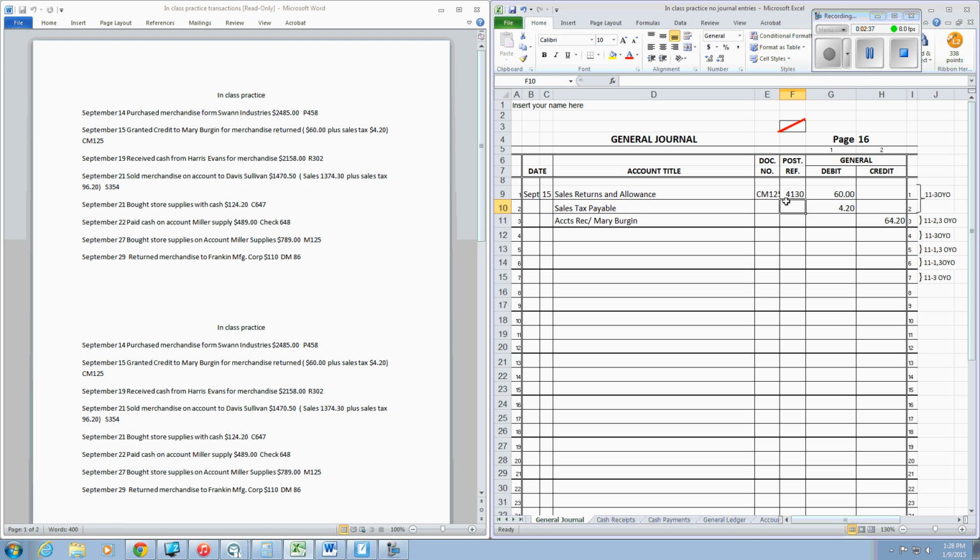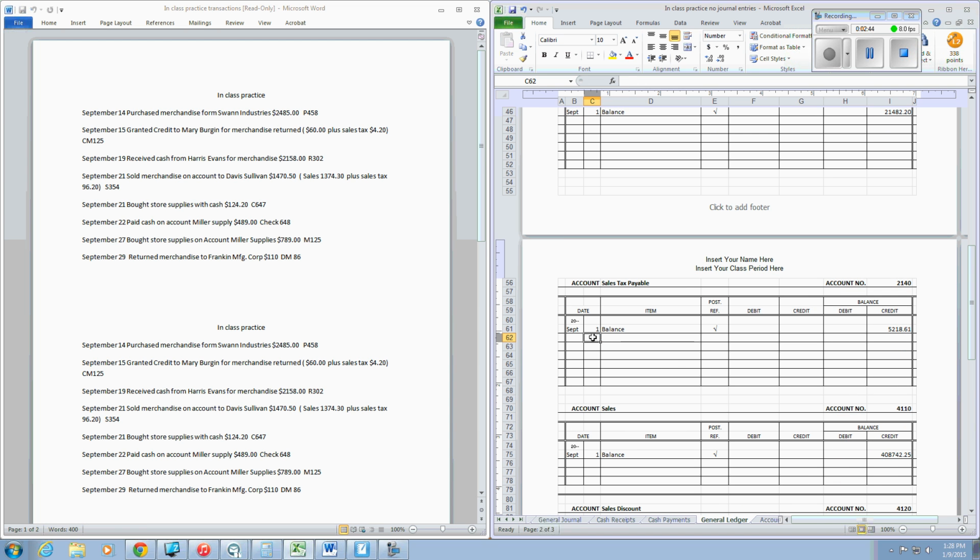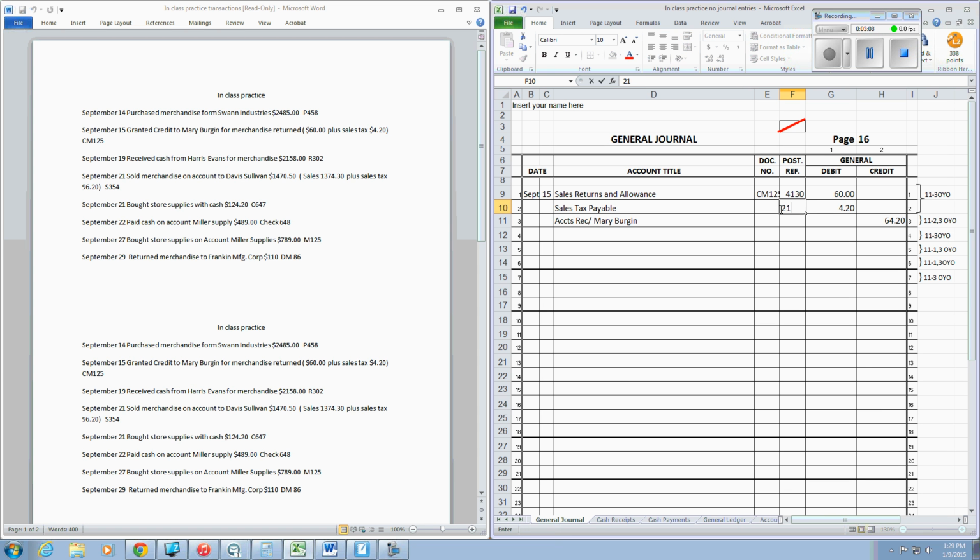Now we do exactly the same thing with sales tax. So I go to the general ledger, find the sales tax up here. Okay, the date again is the 15th. Okay, general journal, so GJ16. We're going to debit that for the $4.20. And obviously that's going to subtract from it, so we're going to go equals this minus this. Gives us a new total. And we're going to take the 2140 back to the general journal. And now we're halfway there.